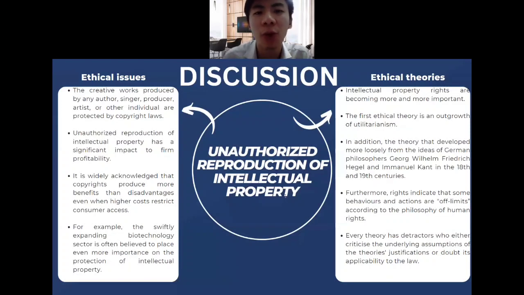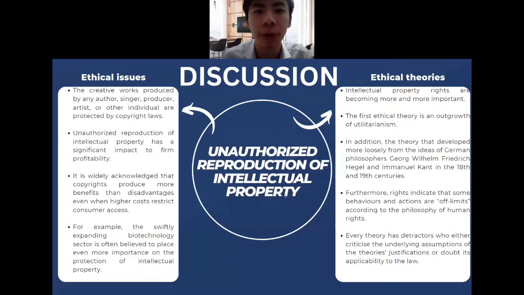Moreover, it is widely acknowledged that copyrights produce more benefit than disadvantages, even when higher costs restrict consumer access. Its material can be freely replicated without compensating creators. It is presumed that an unauthorized copier would free ride on publisher innovation and marketing campaigns. For example, the swiftly expanding biotechnology sector is often believed to place even more importance on the protection of intellectual property.